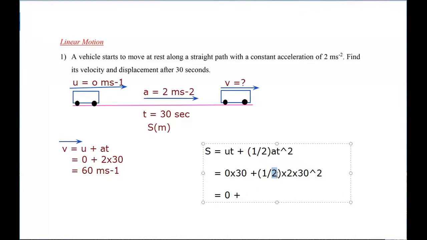Like this half and this 2. This denominator 2 and this 2 will be cancelled out. We will have only 30 square. 30 square is 900. Therefore, the displacement of the object is 900. This clearly indicates the unit as meter.